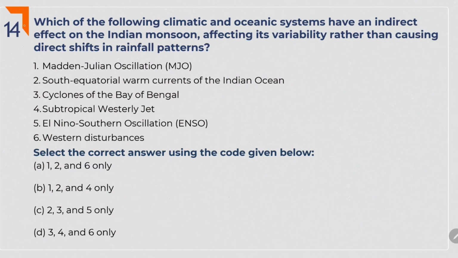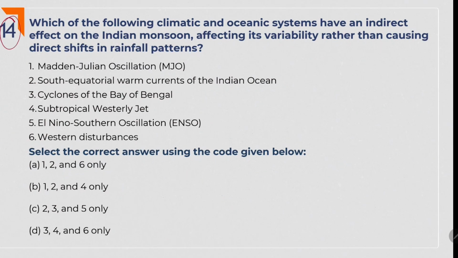Answer is B. Next one, which of the following climatic and oceanic systems have an indirect effect on Indian monsoon, affecting its variability rather than causing direct shifts in rainfall patterns? They are asking which of the factors impact indirectly, not directly. If you see the options, Madden-Julian Oscillation, South Equatorial Warm Currents of Indian Ocean, Cyclones of Bay of Bengal, Subtropical Westerly Jet Streams, ENSO and Western Disturbances.